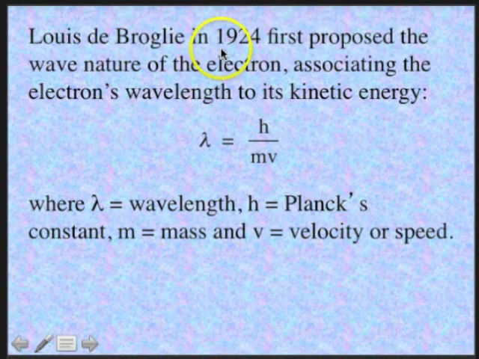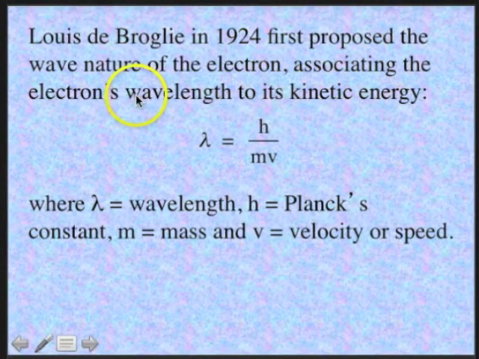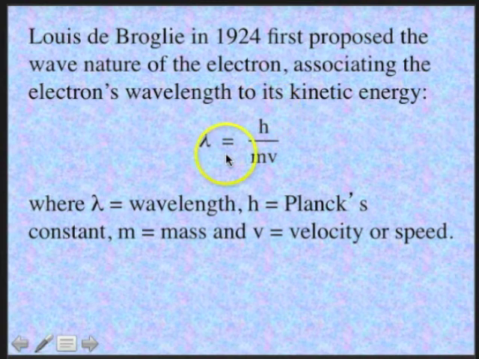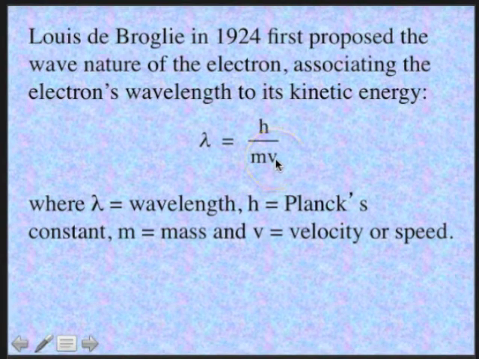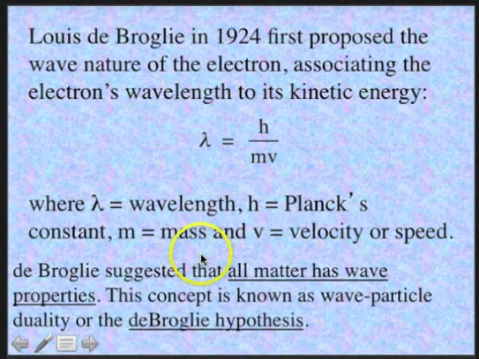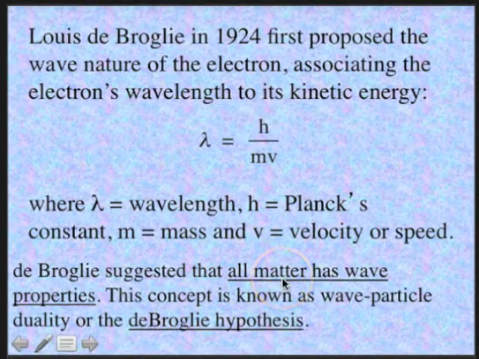Louis de Broglie in 1924 first proposed the wave nature of the electron, associating the electron's wavelength to its kinetic energy. Lambda equals h divided by the mass times the velocity of the electron. De Broglie suggested that all matter has wave character, or wave properties. This concept is known as wave-particle duality, or the de Broglie hypothesis.